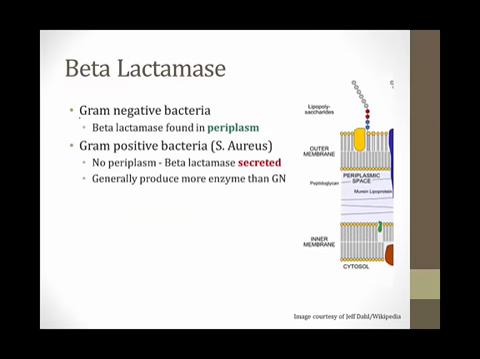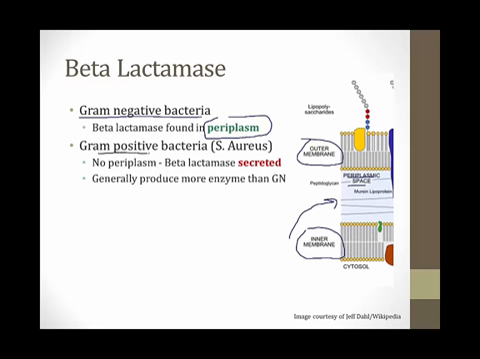Important bacteria that often use beta-lactamase enzymes for resistance against antibiotics include many gram-negative bacteria and also Staphylococcus aureus. In gram-negative bacteria that produce beta-lactamase enzymes, the enzymes can be found in the periplasm. On the right side of the screen is a drawing of the cell wall of a gram-negative bacteria. Recall that gram-negative bugs have an outer membrane followed by a periplasmic space followed by an inner membrane. It is in this periplasmic space or periplasm that you can find beta-lactamase enzymes in gram-negative bacteria.